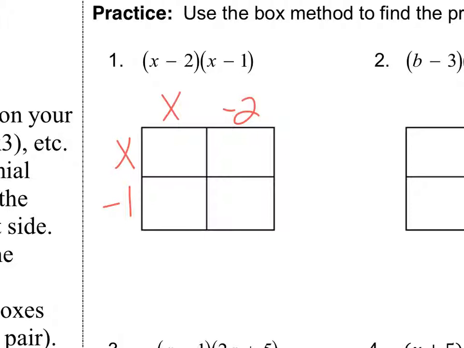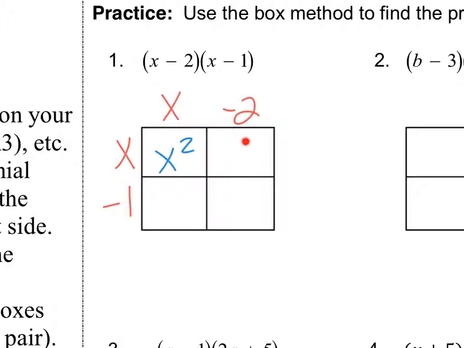Step 3 says multiply and fill in the boxes. I'm going to start with this first box, which is x times x. So x times x would be x to the second power.